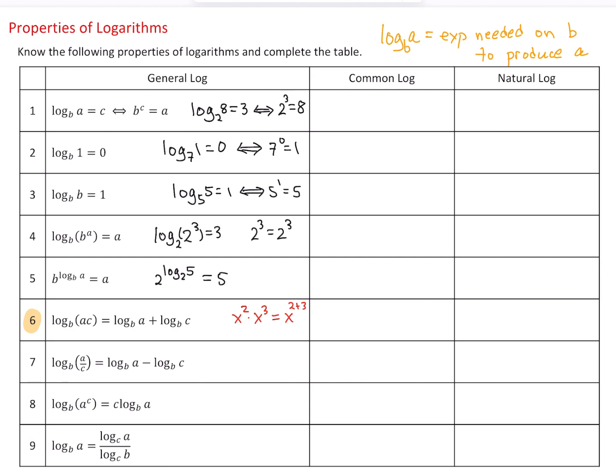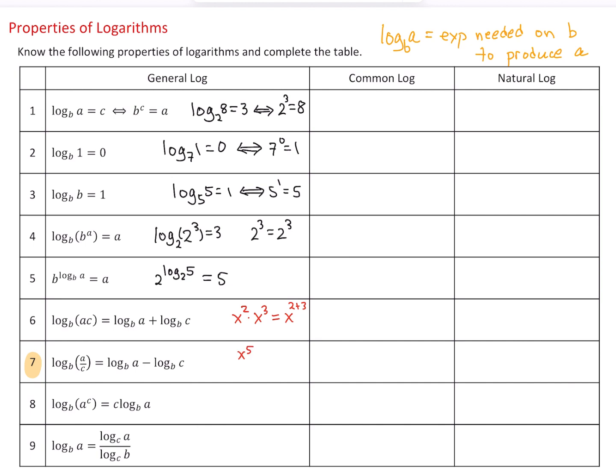So the exponent of the product, 2 plus 3, is the sum of the exponent of the first factor plus the exponent of the second factor. And when you recognize that logarithms produce exponents, so think of this as saying the exponent of a product is equal to the sum of the exponent of the first factor plus the exponent of the second factor. So whenever doing log of a product, you simply do log of the first factor plus log of the second factor, and of course add them together.